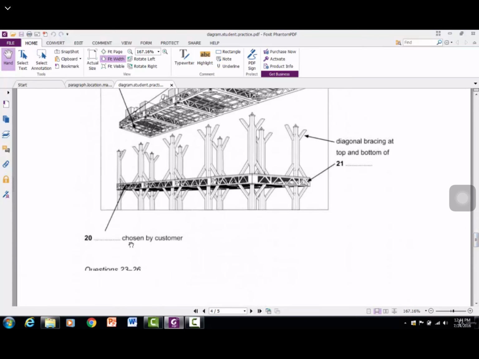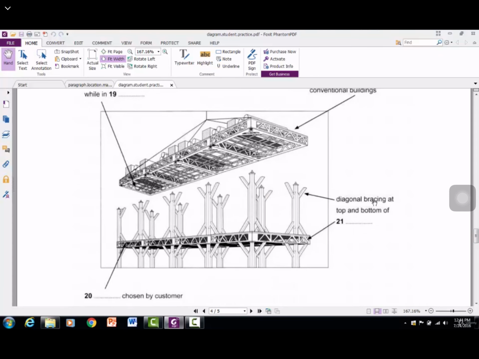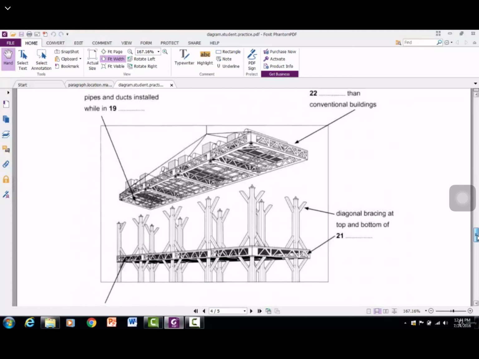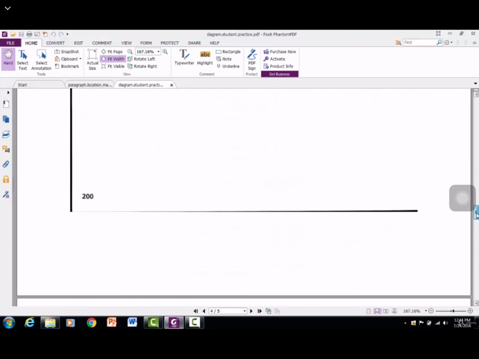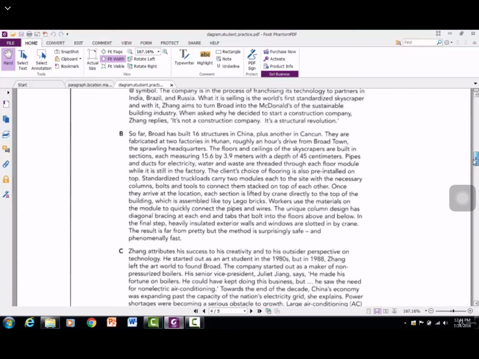Right, flooring chosen by customer. Again, you can only write one word. 21, diagonal bracing at the top and bottom of what? Keywords are top and bottom of. And like I said, we're going to assume we're going in order. There's diagonal bracing right there. All right, we see it right there. And you see it's going in order.